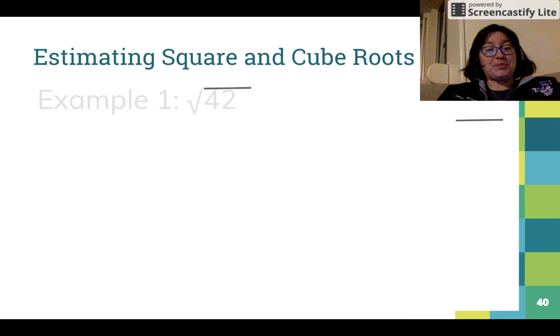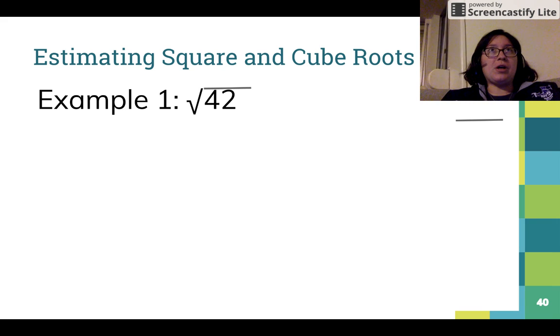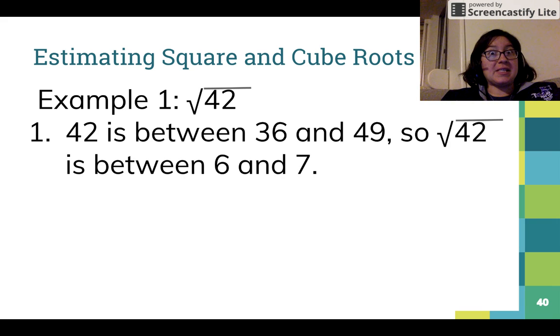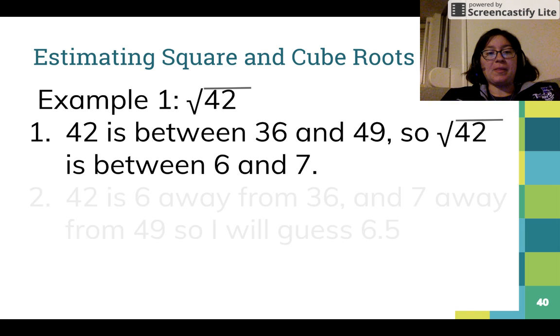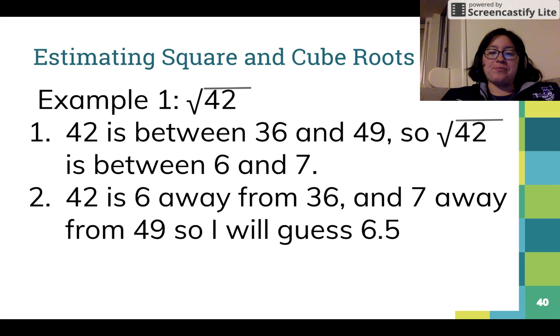Here's an example. We're looking for the square root of 42. What perfect squares is 42 between? Well, I know 36 is 6 squared and 49 is 7 squared. So the square root of 42 is going to be between 6 and 7. 42 is 6 away from 36 and 7 away from 49, so it's pretty evenly in the middle. I'm going to go with 6.5.